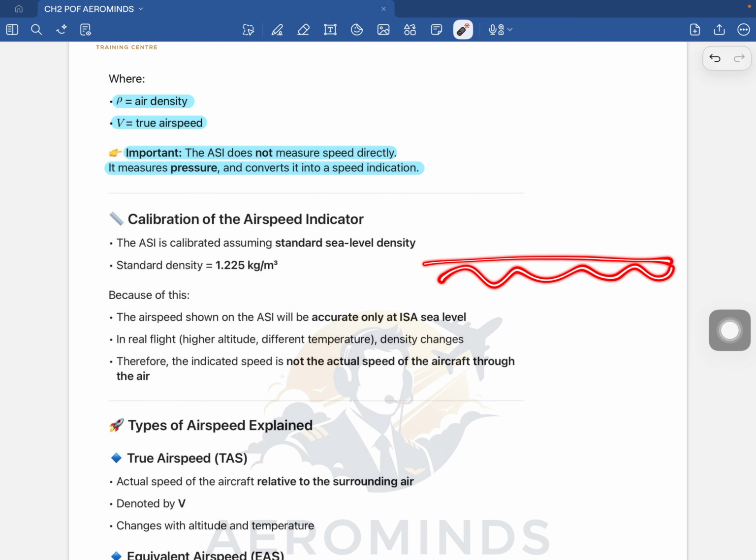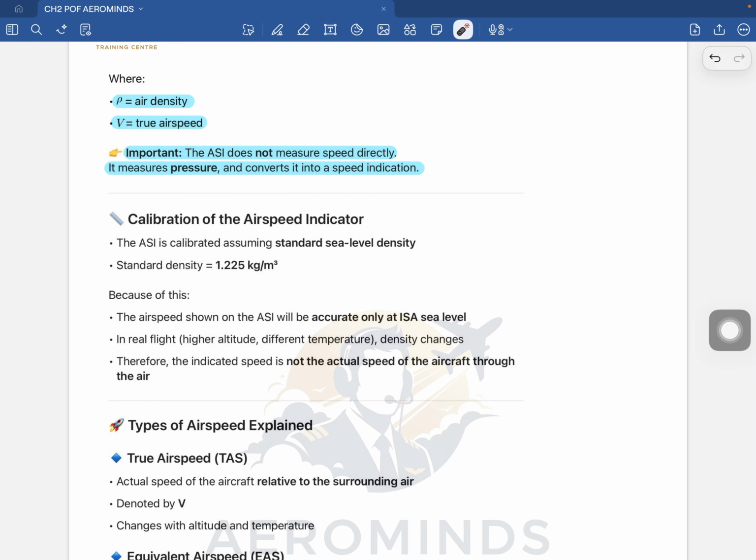The manufacturer, not Cessna, basically the one making the airspeed indicator, is thinking that the aircraft is flying at sea level with the standard temperature, the standard pressure, and the standard density. The standard sea level density has a fixed value, 1.225 kilograms per meter cube. You do not need to memorize the unit deeply, but you must remember that number for the exam, 1.225. This is the ISA sea level density.